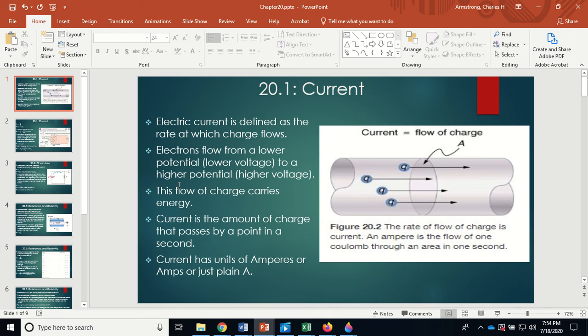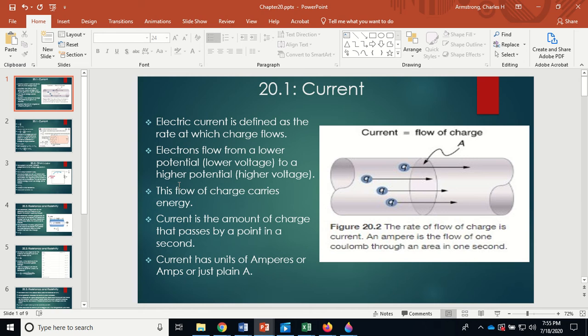You have something else called conventional current flow, because more than 100 years ago they didn't even know what electrons were. They knew a current flowed, so they would draw it going from the positive side of the battery to the negative side. That's called conventional current flow. We now know it's actually the electrons that are flowing, so that would be electron current flow. Electrons flow from a lower potential, lower voltage, to a higher potential, higher voltage. This flow of charge carries energy. So if you put a light bulb in this circuit, the current carries energy to your light bulb.